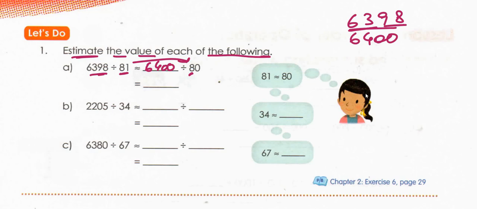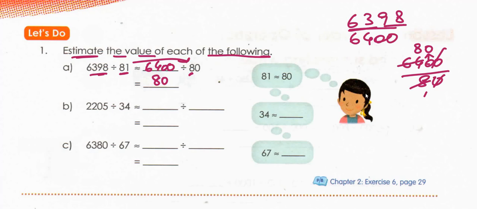Now you divide by 80. 6400 divided by 80. This 0 gets cancelled. 8 8s are 64. This 0 you copy, it becomes 80. So the answer is 80.